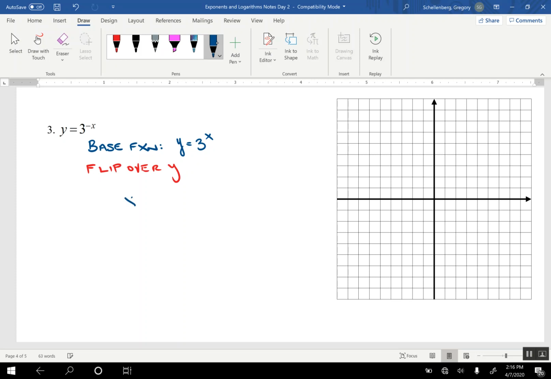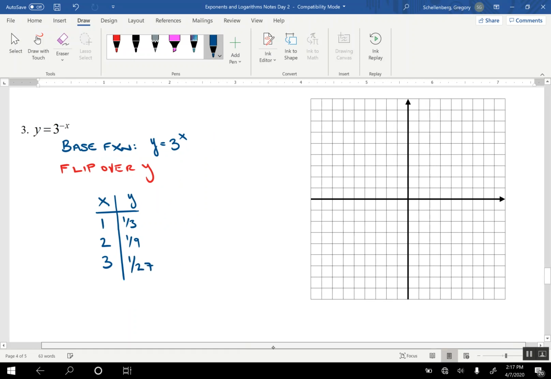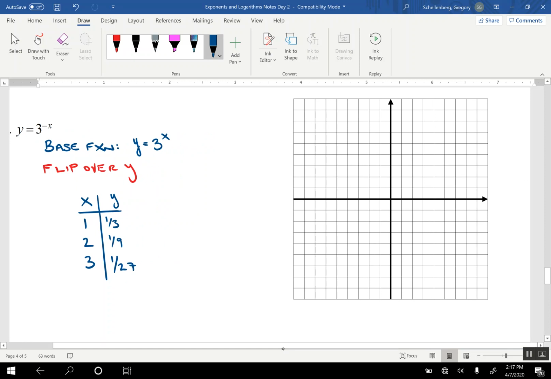Well, we can create a little table of values here. And if I choose 1, 2, and 3 as my values of x, then that's 3 to the power of negative 1, 3 to the power of negative 2, 3 to the power of negative 3. So this is 1 over 3, 1 over 9, 1 over 27. Okay, our base function is this. 1, 2, 3, 4, 5, 6, 7, 8, 9. Here's our base function.